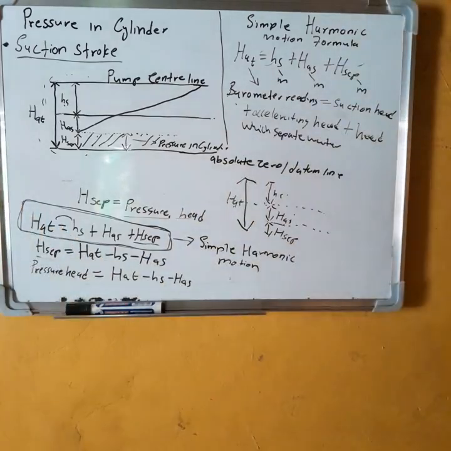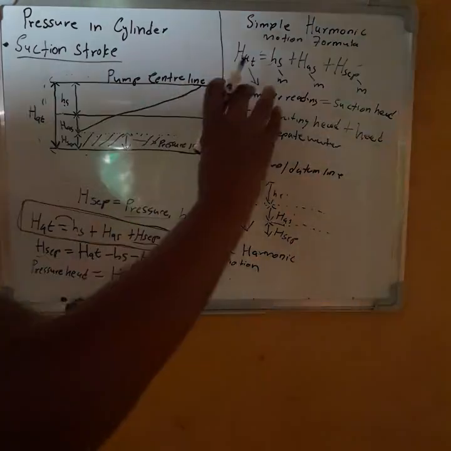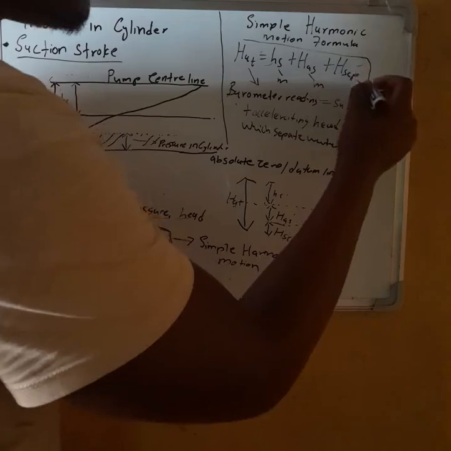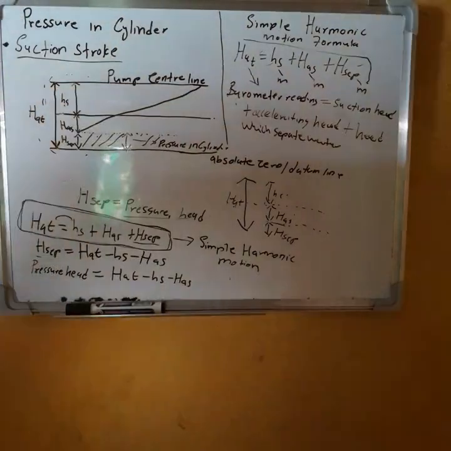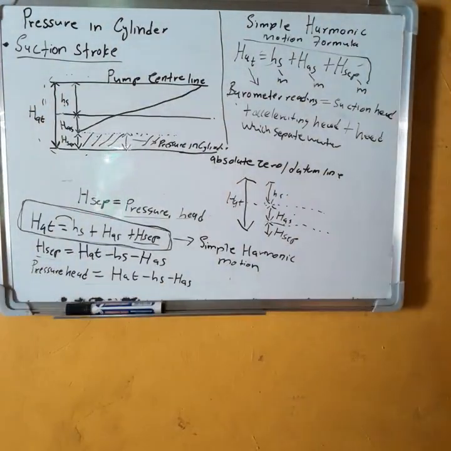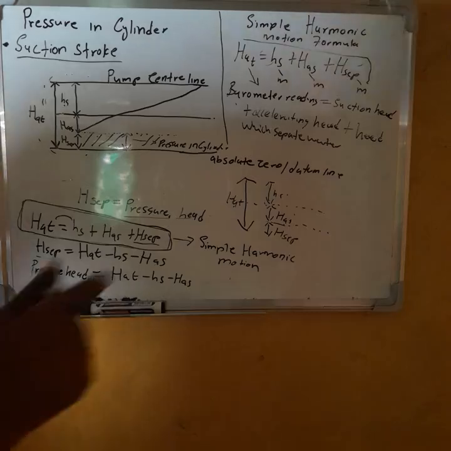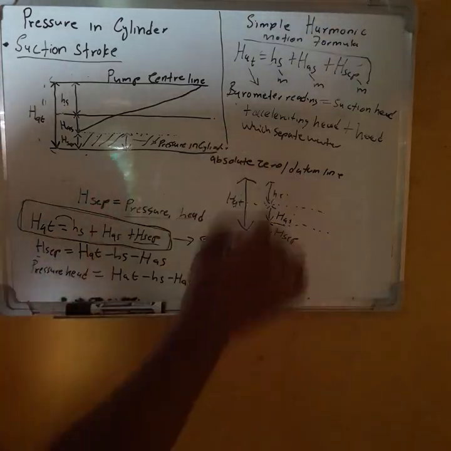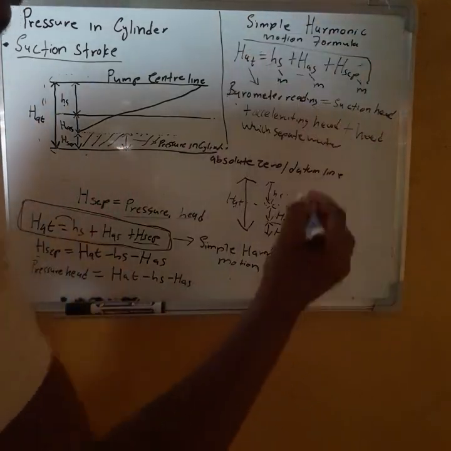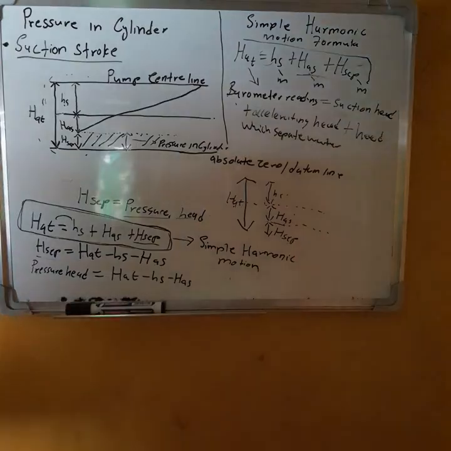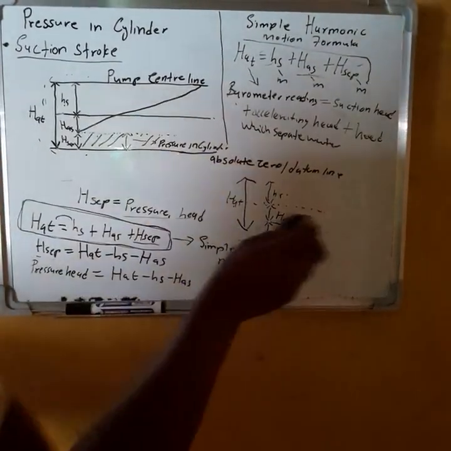You must know that this is just in word form, but this is the simple harmonic motion formula. This formula is very important. When you read about simple harmonic motion, you must use this. Why is it important? It's important so that we can calculate the speed. If you want to calculate the speed, you must make HA the subject of the formula. What I'm trying to say, right? Let me erase here.